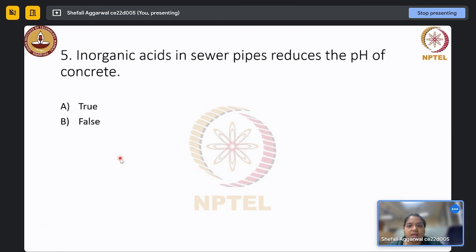Okay. Inorganic acids in sewer pipes reduce the pH of concrete. Is it true or false? I think it's true. Okay. True, I would say.